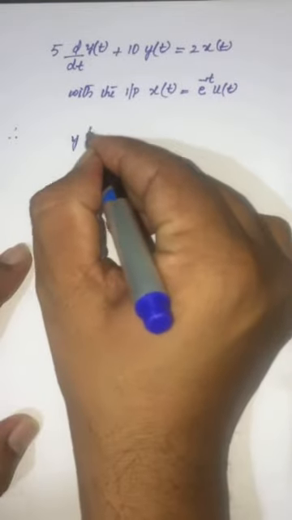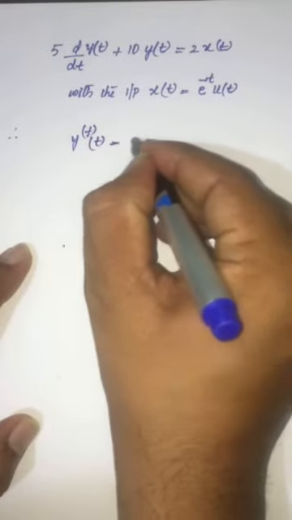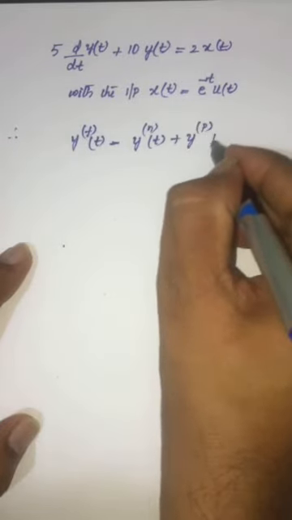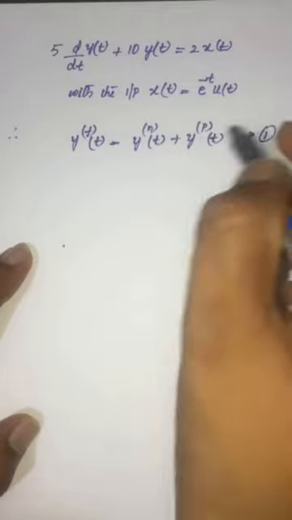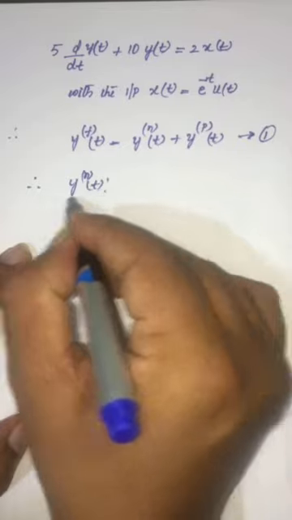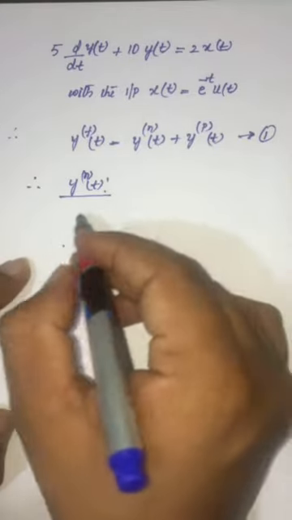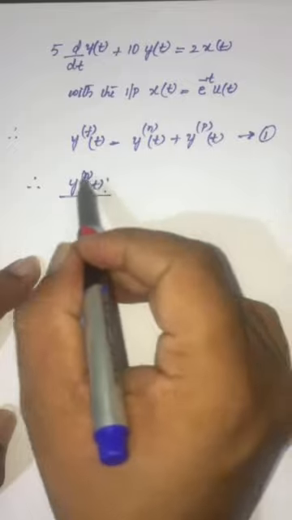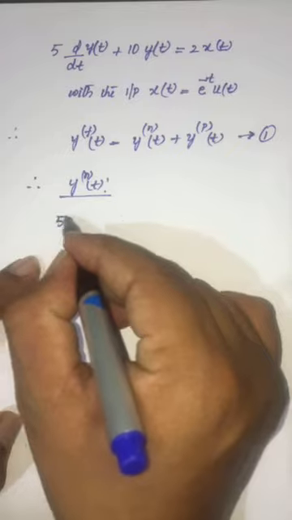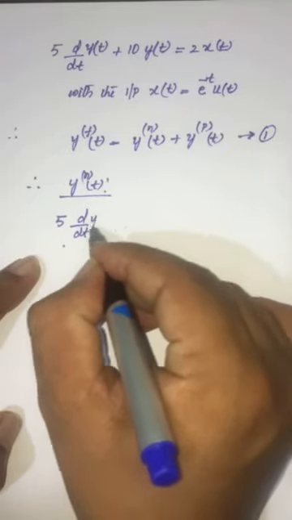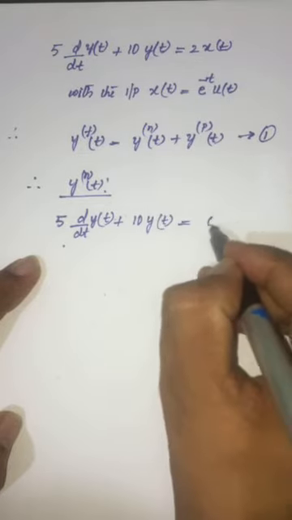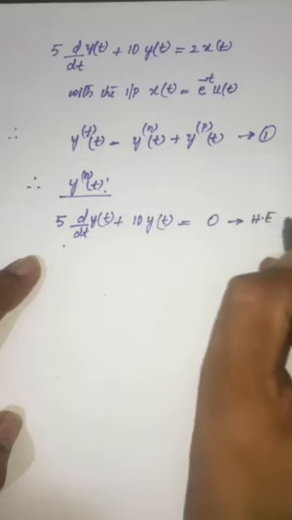Therefore the forced response yf of t is equal to yn of t plus particular solution yp of t. Let it be equation 1. Now yn of t needs to be obtained first. In this procedure of finding yn of t, we need to obtain the homogeneous equation. What is the homogeneous equation? 5 into d by dt of y of t plus 10 into y of t is equal to 0 is the homogeneous equation, equation 2.